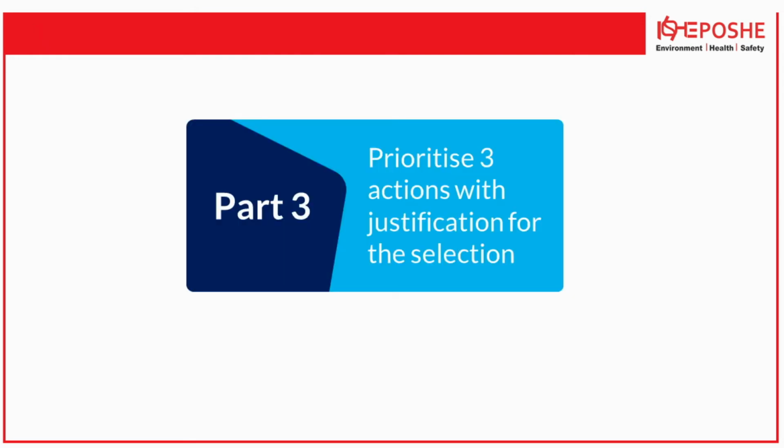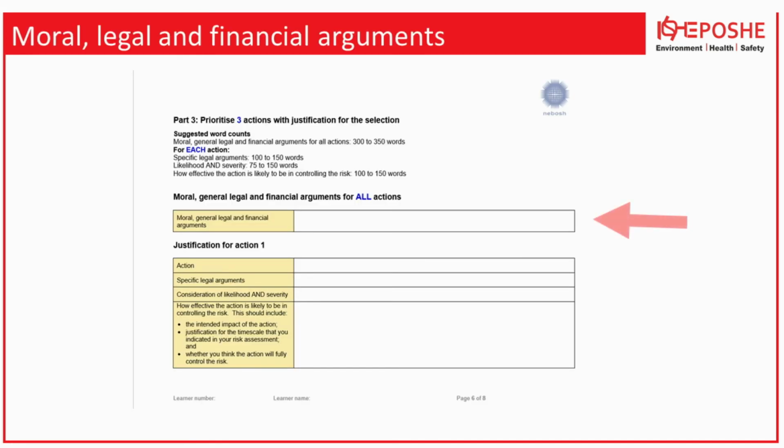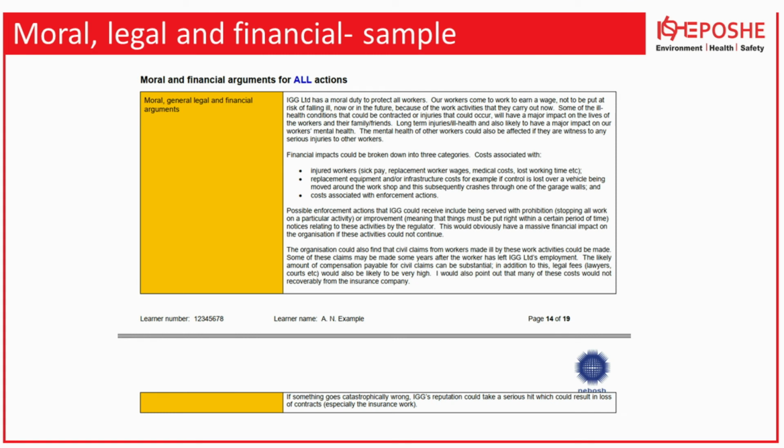Part 3. Prioritize 3 actions with justification for the selection. You are requested to go through IG1, Element 1. Reasons for managing health and safety at workplace. In this section, first you have to write the moral, the legal, and the financial issues the organization may face if they do not follow health and safety at workplace.